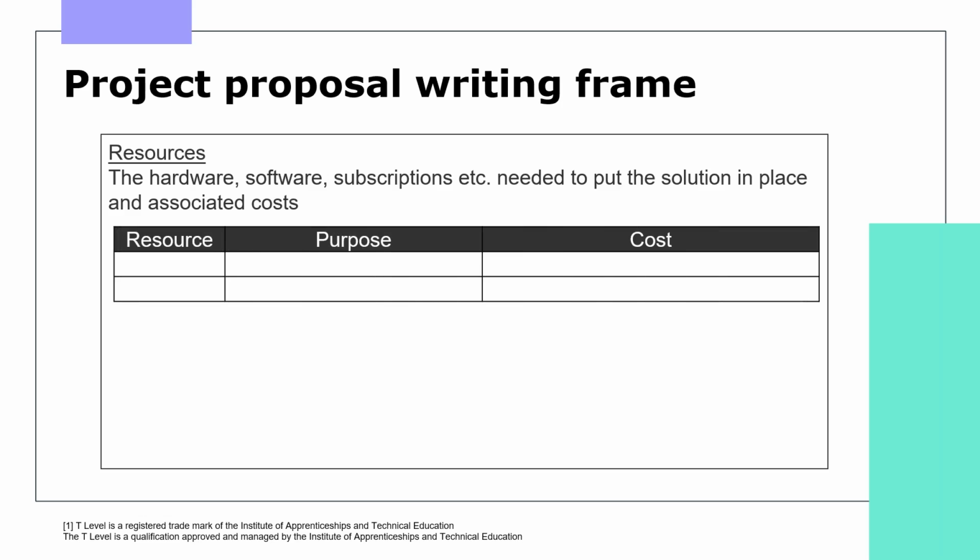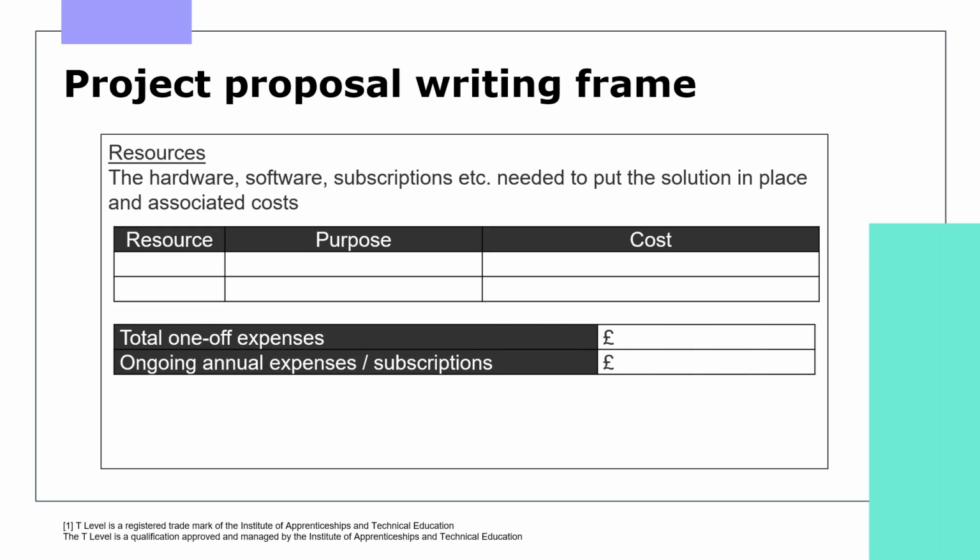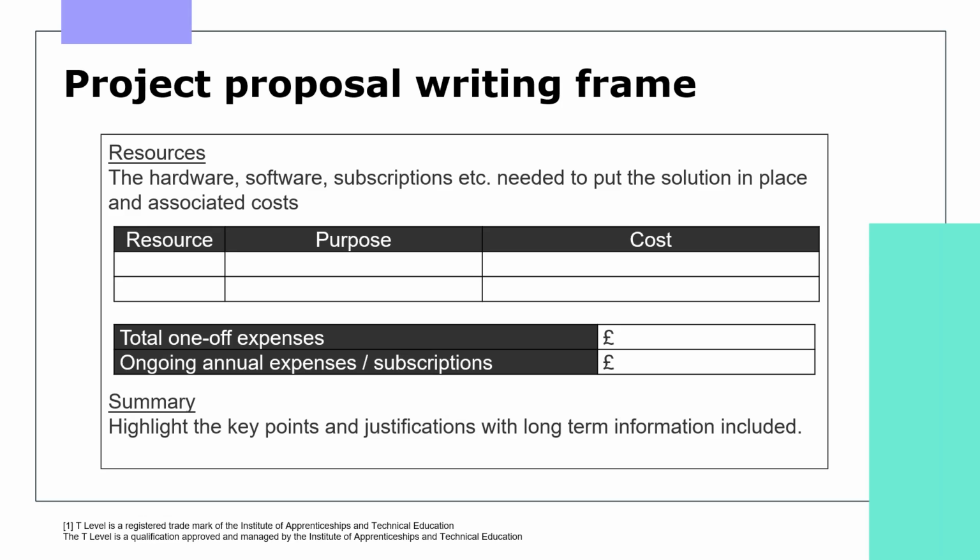And including a table would be useful in order to outline the resources needed and to keep track of the costs involved. And students should be wary of mixing different currencies, such as euros and Great British pounds, for example. And even separating out which of those costs would be one-off expenses and which would be ongoing as part of the solution that they've proposed. Then, with a final summary to highlight those final key aspects and any final justifications.